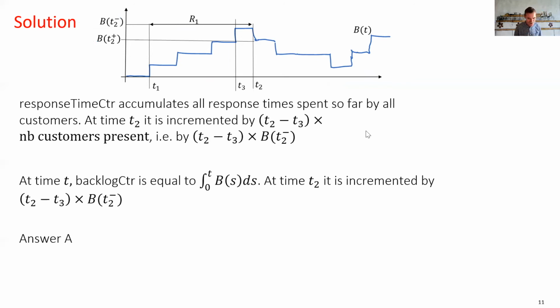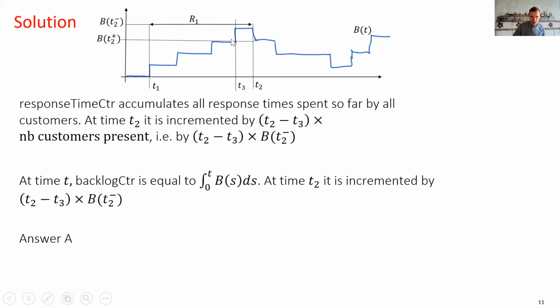Sorry for this divergence. So how do we update the counters? Well, since response time accumulates all response time spent so far, at time t2, when this event occurs here, at time t3, I assume I have done the accumulation correctly. So what I need to do is add to this counter the value that corresponds to the interval t3, t2 here. Since the response time accumulates all the response times, I need to add this interval, t2 minus t3, multiplied by how many customers have had such a response time.